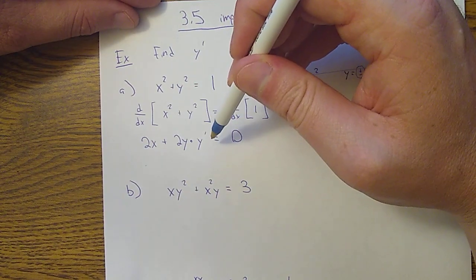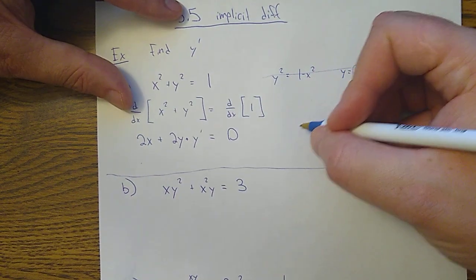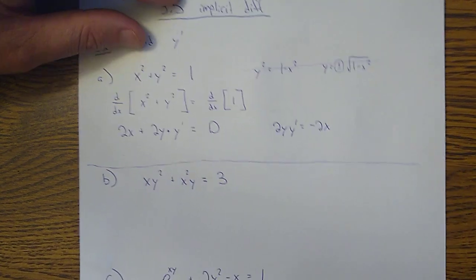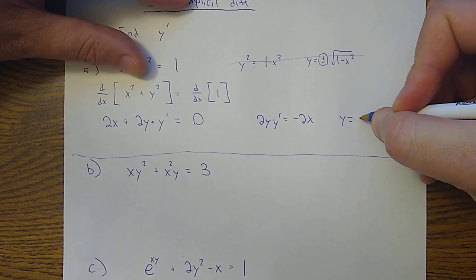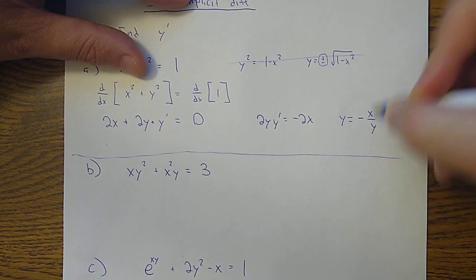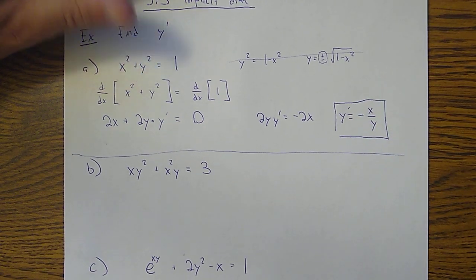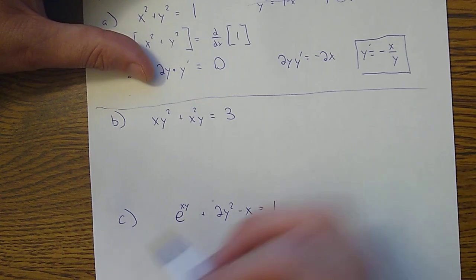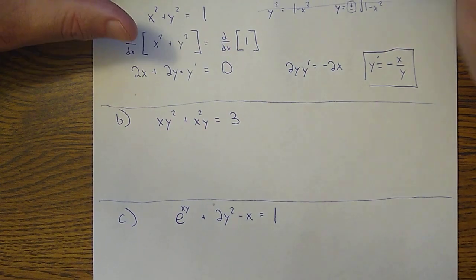And then I take that and I just solve it for y prime. A 2 will cancel and I get negative x over y. Oops, that's y prime. Okay, so that's it. But let's do more examples.